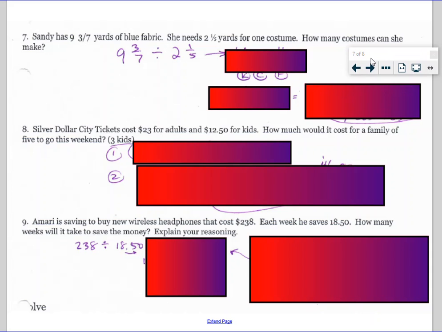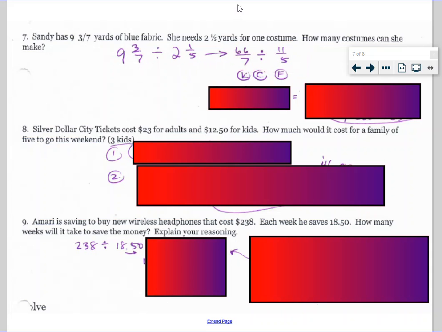You had to be able to work with rational numbers. Sometimes they were mixed numbers, sometimes they were whole numbers or decimals, but you had to be able to work with them well. So the first one, Sandy has a whole bunch of fabric, and she needs 2 1/5 yards to make one costume. How many costumes can she make? Well, we're doing division. We're dividing what she has by what she needs to make one costume.